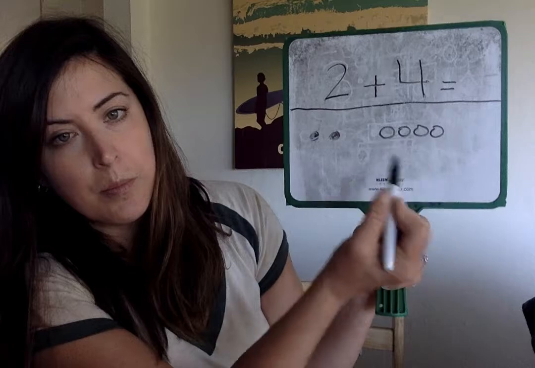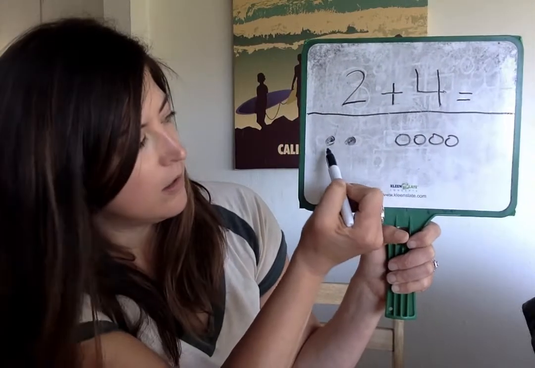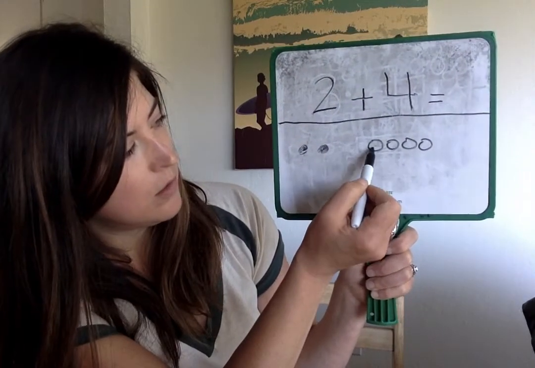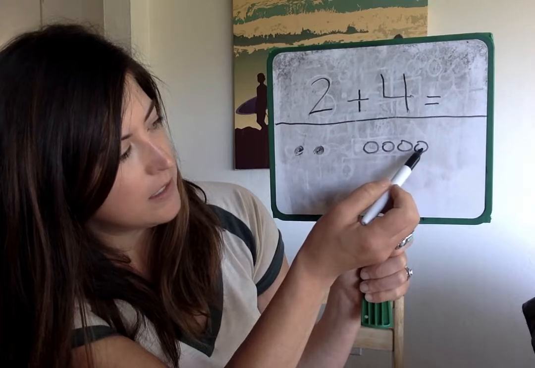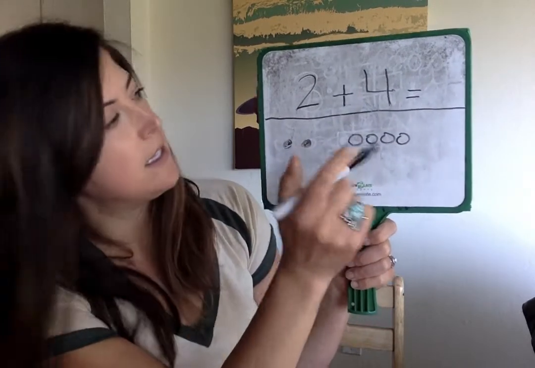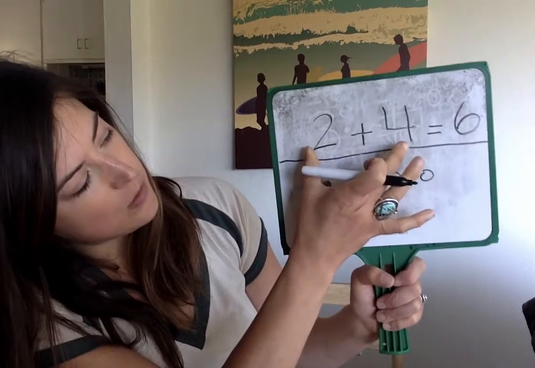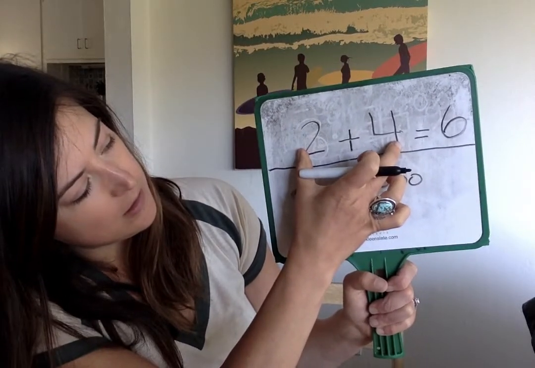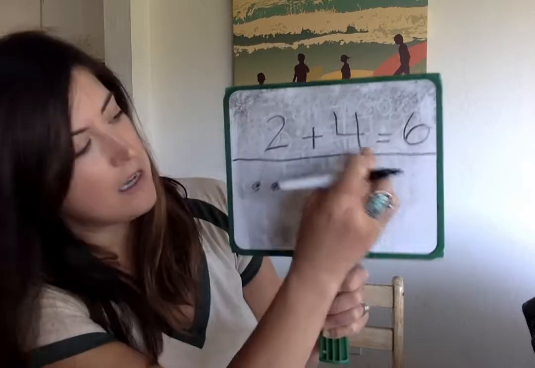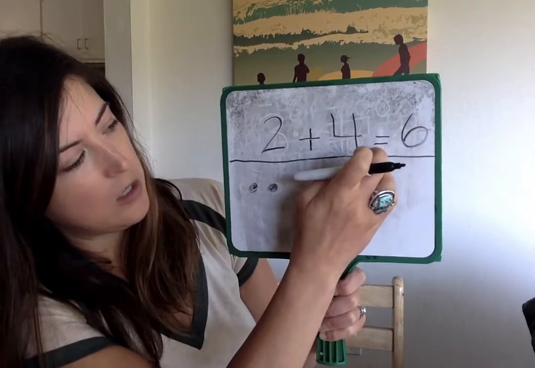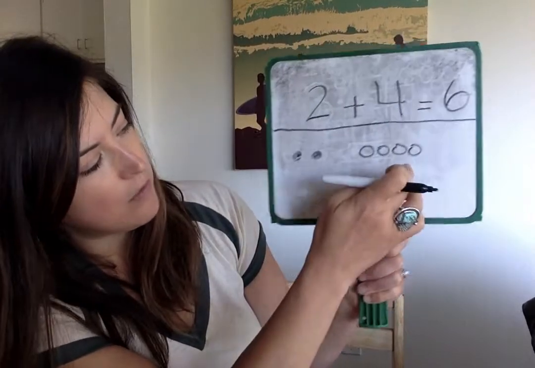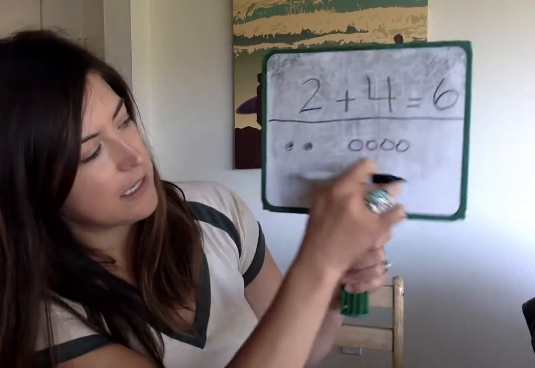Now count your picture and see how many you have all together. 1, 2, 3, 4, 5, 6. 6 is our total. And that shows if we have 2 and 4, that's the same as 6. The same as. That's why that equal sign is in there. 2 and 4 is like saying 6 altogether.